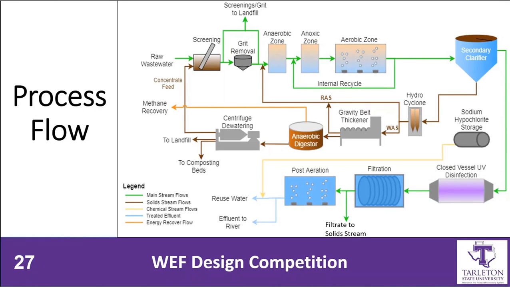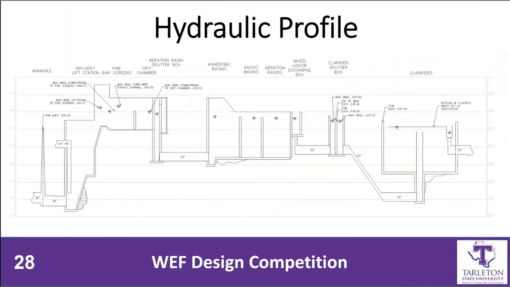This is the process flow for the plant with our recommended upgrades implemented. A few of the noteworthy changes are the addition of grit removal and the A2O modifications, as well as UV disinfection. The additions to the sludge handling facilities are also shown by the hydrocyclone, gravity belt thickener, and anaerobic digester. Based on our head loss calculations, the plant theoretically should function without any hydraulic interference.